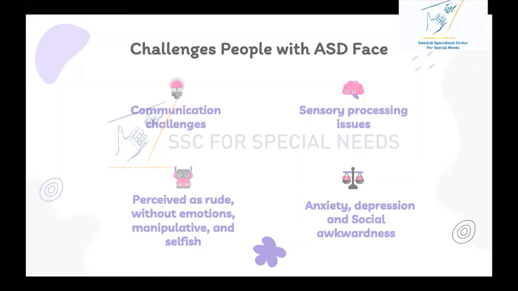Because they don't understand, for example, sarcasm, body language, metaphors, they can be bullied. And if, for example, they don't make eye contact, they can be perceived as rude, without emotions, manipulative, or even selfish. So it is difficult to communicate their emotions, how they feel, not only because they are not verbal, but because they also don't show facial expressions. Also, they might have a lot of difficulties in sensory processing with all different senses, and because of all these conditions, they might feel anxious, depressed, and feel awkwardness in the social aspects.